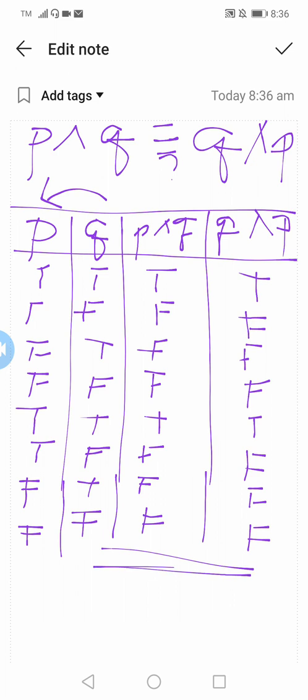So as you can see from the last two columns in the truth table, we have the same arrangement, we have the same truth values. So what can we conclude? We can say that P and Q is equal or equivalent to Q and P. So what can you say then? That the conjunction connective is commutative or has a commutative property, just like the disjunction. So this is all about the commutative property of propositional equivalences.